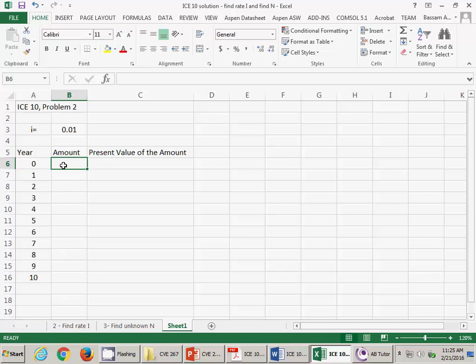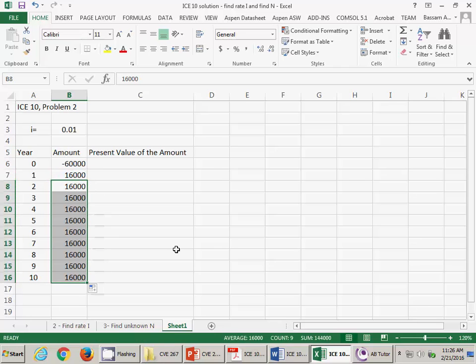Okay, so the amounts. Now this is where we just type in the amount from our cash flow diagram. The first one is negative 60,000 because we were paying, and then all of the rest are positive 16,000. And it's boring to type 16,000 so many times, so I'm going to do the same thing where I'm just dragging down and it will repeat the value. All right?